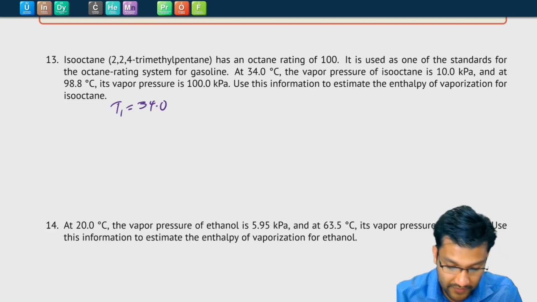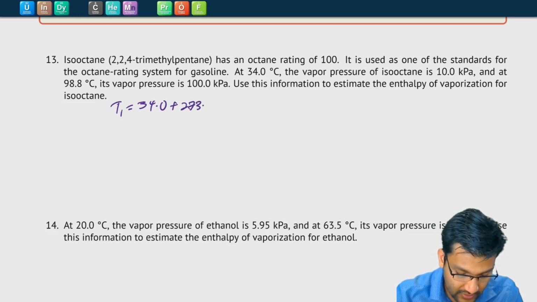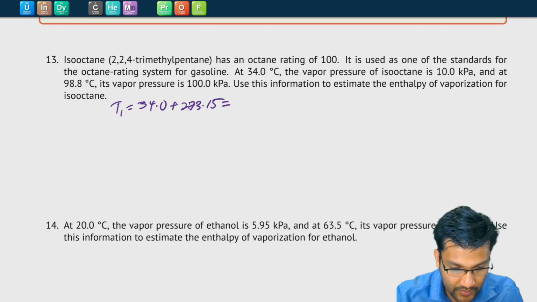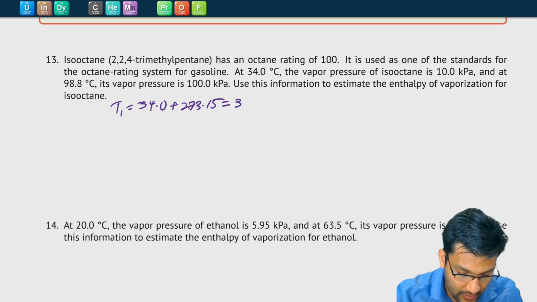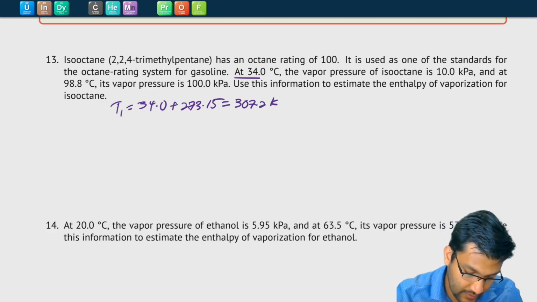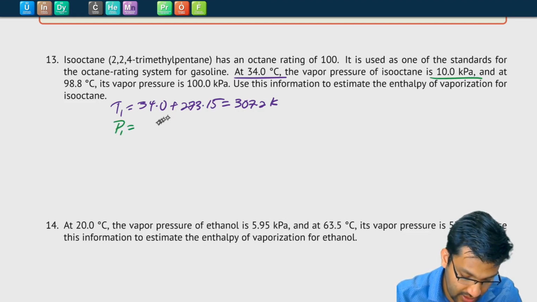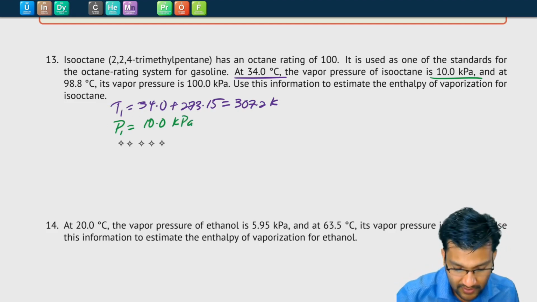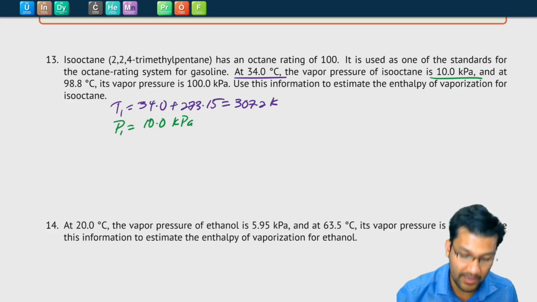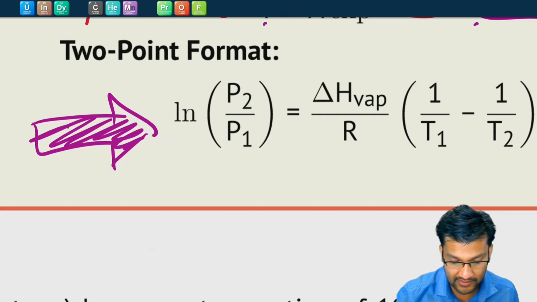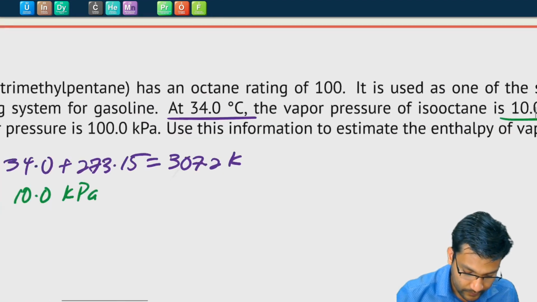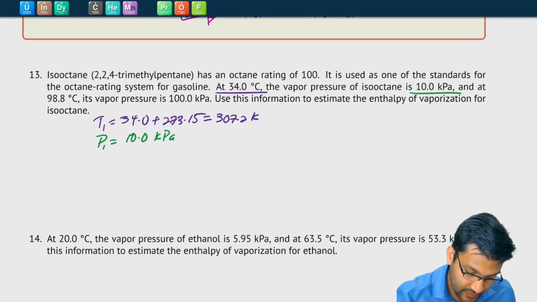34.0 degrees Celsius. However, we know that temperature must be in Kelvin, so add 273.15, and that temperature comes out to be 307.2 kelvins, right? The pressure at that temperature is 10.0 kilopascals, right? So that's T1 and P1. Notice I'm not going to convert kilopascals to atmospheres because in this equation that we're about to use, pressure will divide by pressure, giving us a unitless quantity to take the natural log of. Okay, so we have T1 and P1.